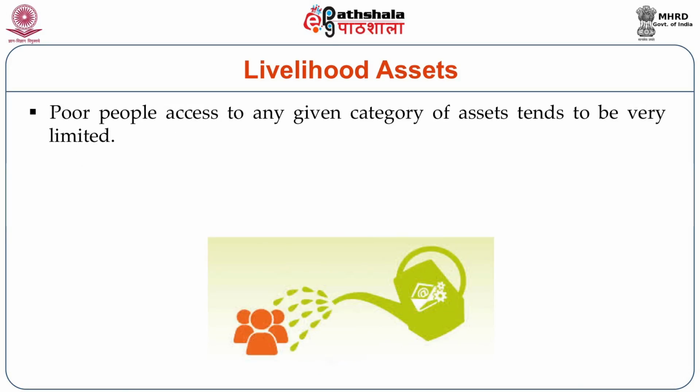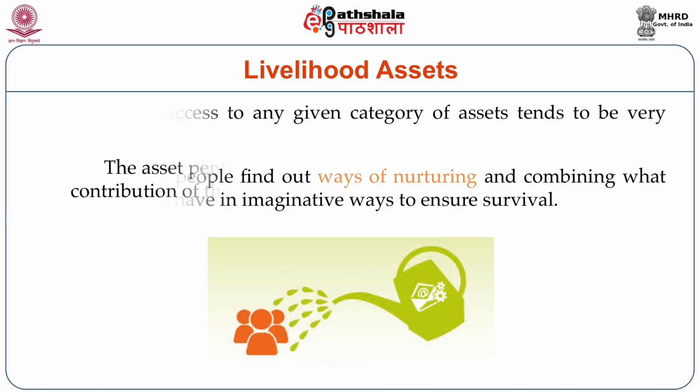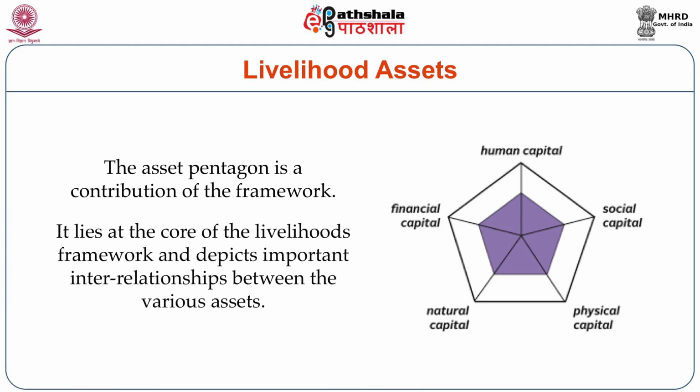Poor people's access to any given categories of assets tends to be very limited. It is seen that people find out ways of nurturing and combining what assets they do have in imaginative ways to ensure survival. So now here we can look at the livelihood pentagon, which includes the human capital, natural capital, social capital, physical capital and financial capital. So it lies at the core of the livelihood framework and depicts important interrelationship between various assets per se.